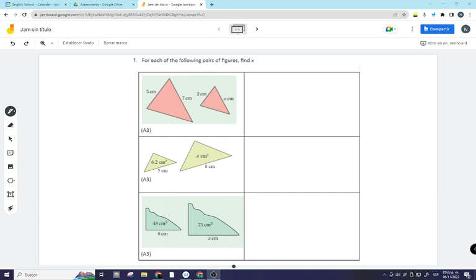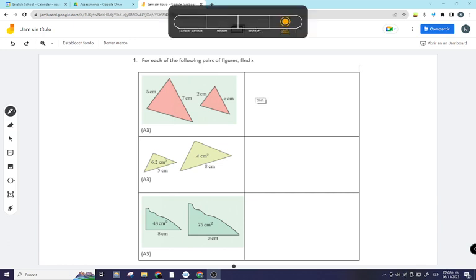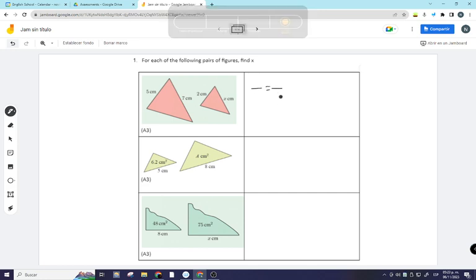So let's write the proportion. Remember, a proportion is an equality between two ratios, which we can write as fractions. So let's begin with the x. X is to 7, remember, corresponding sides, like 2 is to 5. Remember, if we begin with a small figure in the first ratio, for the second ratio you should also begin with a small figure.